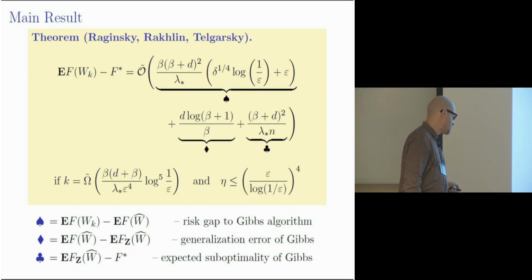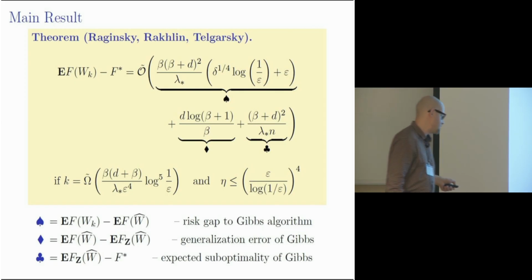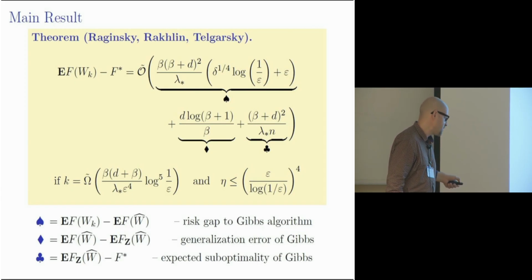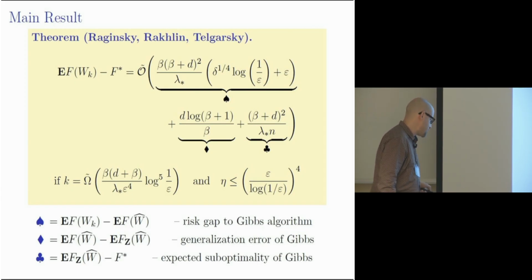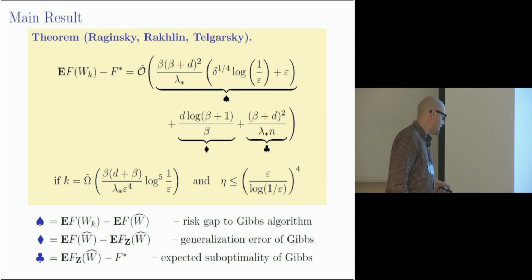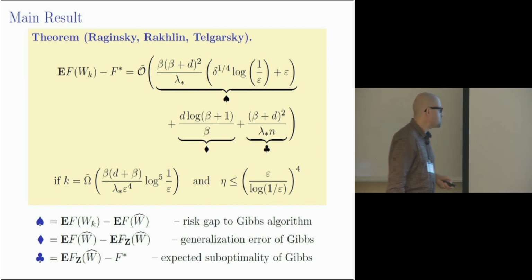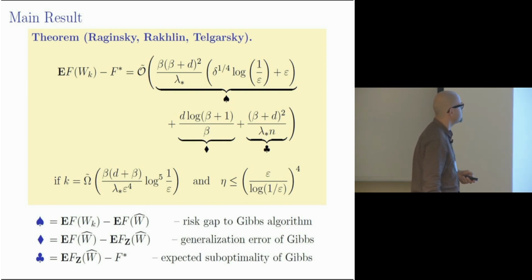For example, the diamond corresponds to the generalization error of Gibbs. This is the expected value of the population risk when we sample a hypothesis from the Gibbs distribution, and we compare it to the expected value of the empirical risk. And then the clubs correspond to the excess risk of Gibbs relative to the population minimum. And so we use three different techniques to control these terms.